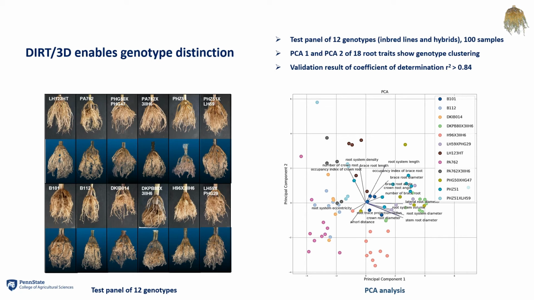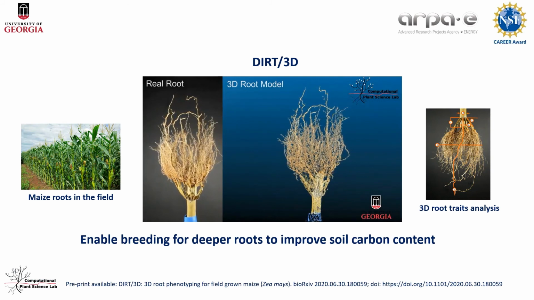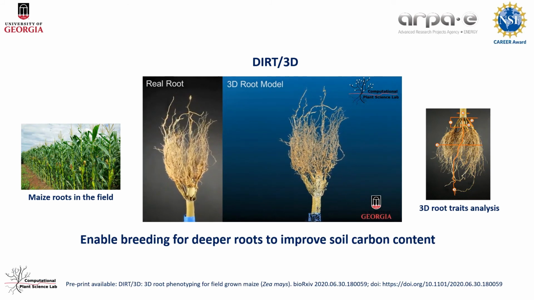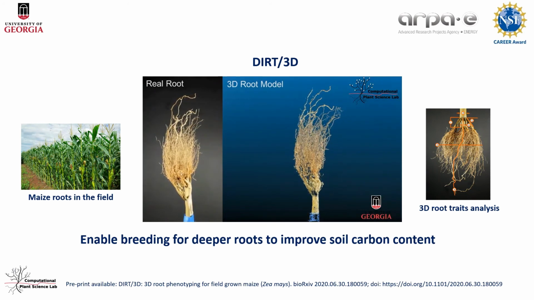Here, we used the principal component analysis method to analyze the variation of the 18 root traits. We can see that each genotype can be distinguished by a set of clustered points with the same color, which indicates that DIRT3D can distinguish genotypes. In summary, DIRT3D will enable breeders to select the best genotypes to improve soil carbon content and save our planet from climate change.